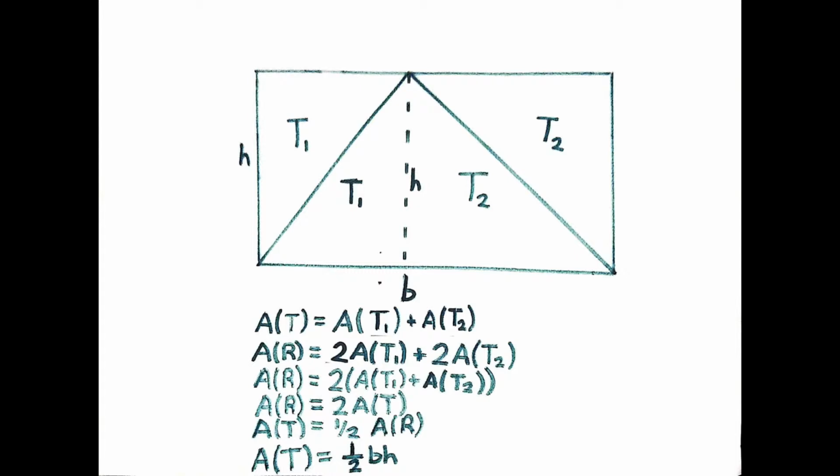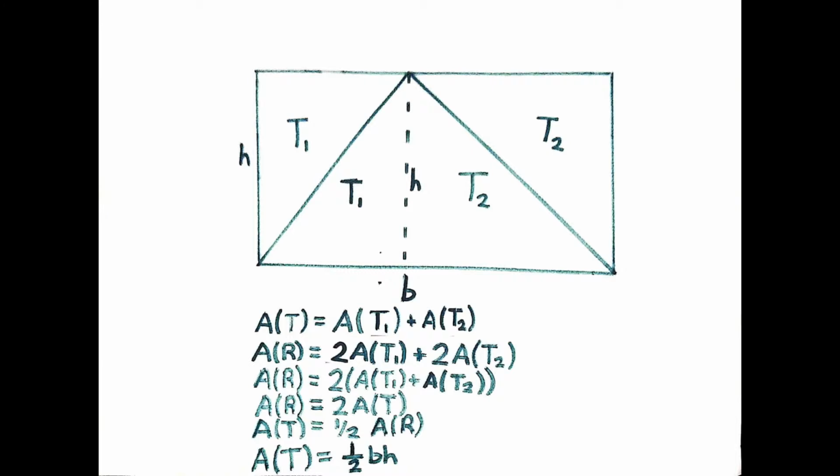However, the height segment splits up our original triangle into 2 smaller triangles as well. Notice that we can label these triangles T1 and T2. T1 is the same shape, is congruent to the smaller triangle within the rectangle. T2 is congruent to the other triangle within the rectangle.